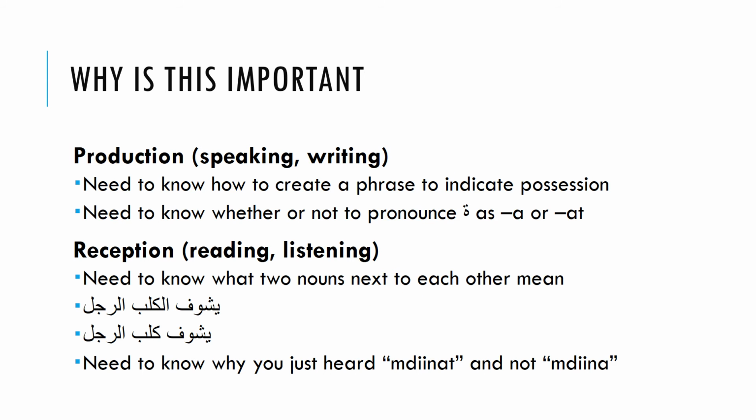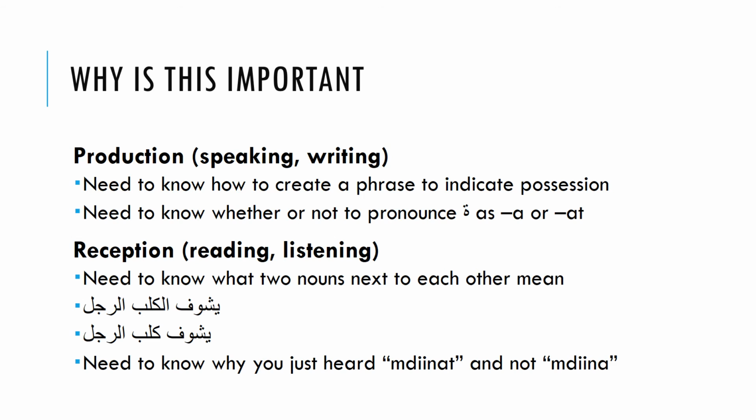So why is all this important? First, for production, making language. You need to know how to create a phrase to indicate possession. That's really important, right? We want to be able to talk about owning stuff and having stuff and being parts of families and being related to people and things like that. We have to indicate that kind of possession.